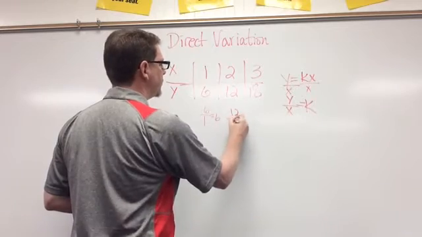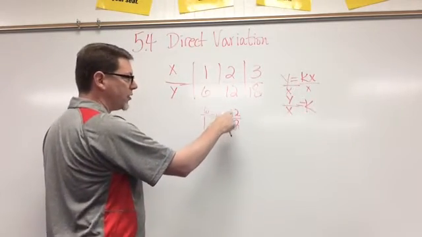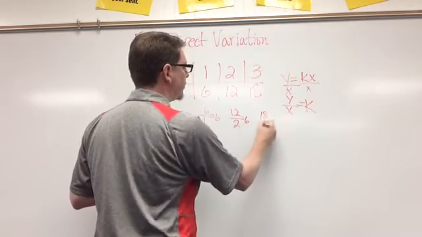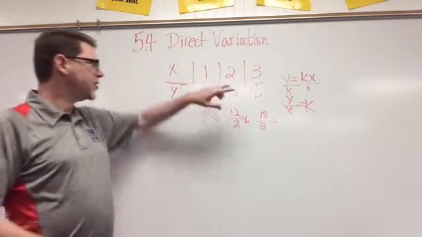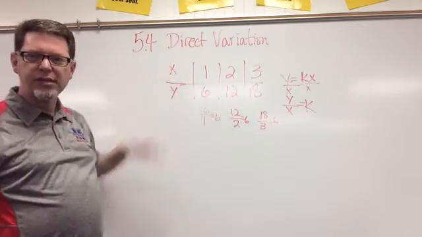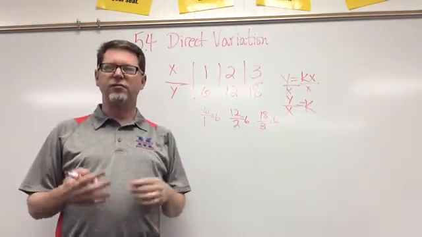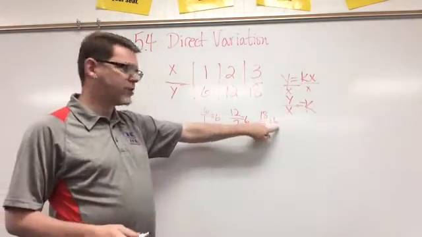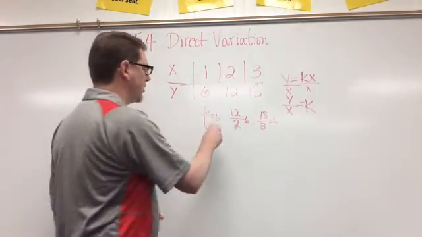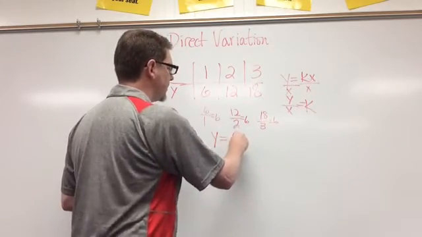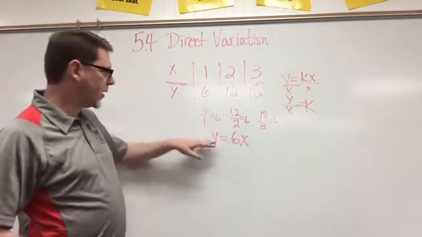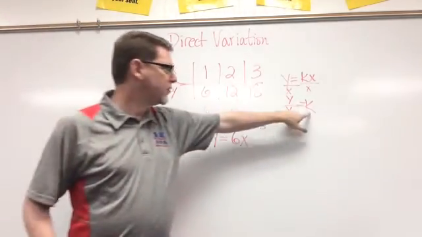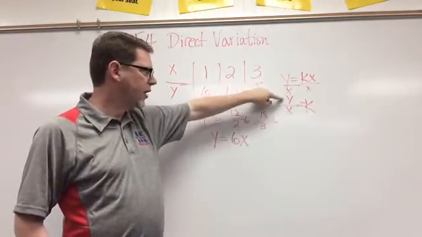And this is 12 over 2, because y over x, and that equals 6. And then I have 18 over 3, and that equals 6. So this table represents a direct variation function, and the constant of variation would be 6. So I could write the equation y equals 6x, and that would be my direct variation equation from this table. Again, to find k, I just do y over x.